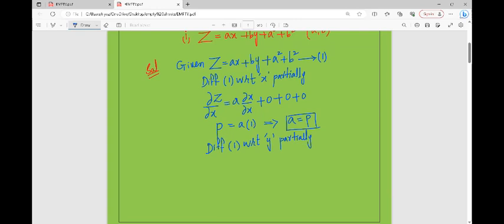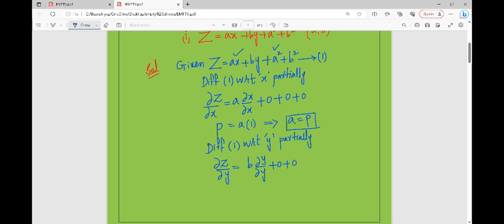Differentiating equation number 1 with respect to y partially. So how it will be? Can you give me the answer? Dou z by dou y, with respect to y. Here in this one we don't have y, so it is 0. No need to write 0. Plus this is dou by dou y of y. And here we don't have any x or y, so 0 plus 0. No need to write actually, but just to understand.